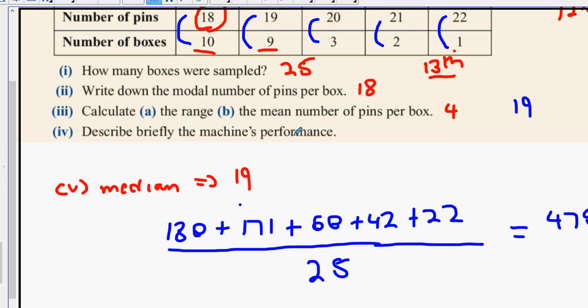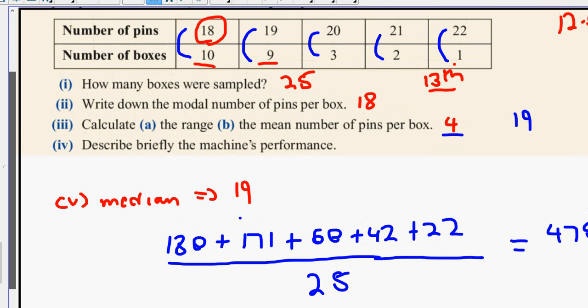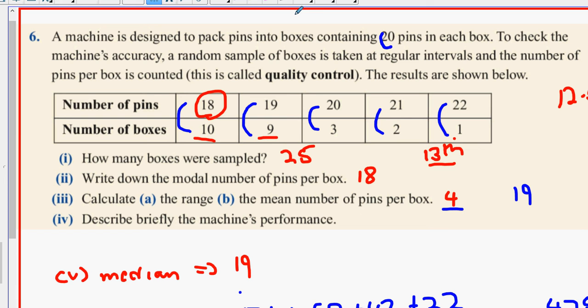Okay. Briefly describe the machine's performance. Well, the machine has a reasonably low range of 4. It means it doesn't make massive errors. If it had a range of 10, what would that mean? Some boxes were meant to have 18 and then another box would have 28. That's a huge difference, isn't it? The average was what, guys? The average was 19. However, the average should be 20. So the machine is slightly off. So you can say it's only 1 pin off, but it could deal with being more accurate. That makes sense? Alright, so I did question 6 there.